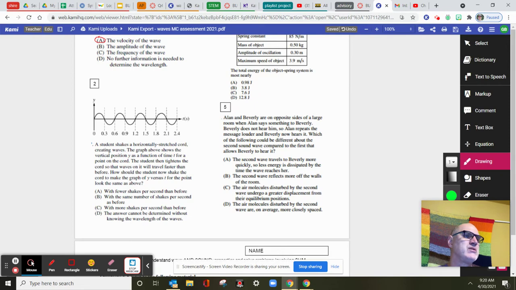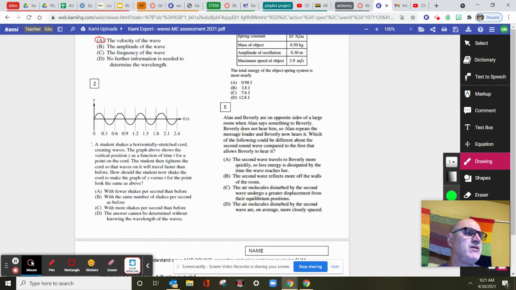A student shakes a horizontally stretched cord, creating waves. The graph above shows the vertical position as a function of time. It's the same graph. The student then tightens the cord so that waves on it travel faster. So we've changed the medium so that the waves can travel faster, because the speed of a wave depends on the medium. And if you increase the tension in the medium, it will travel faster.